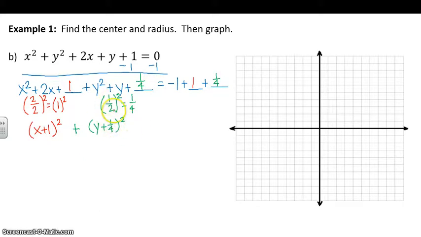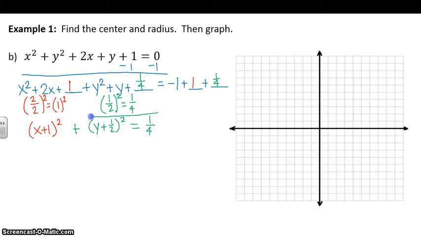Or, I'm sorry, this number, the 1/2. Sorry about that. It's going to be what you got when you divided by 2 in the parentheses squared. So that would be 1/2 there. And then that's going to equal, then you just sum all that up. So -1 plus 1 is 0, plus 1/4.